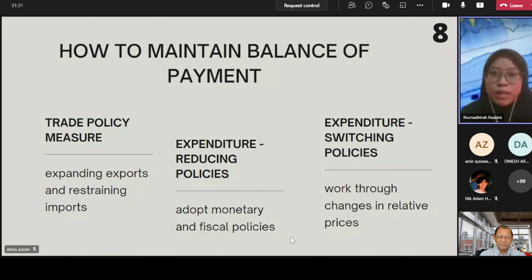In this way, by changing relative prices, expenditure switching policy helps in correcting this disequilibrium in the balance of payments, I think, for the last way to maintain the balance of payments.